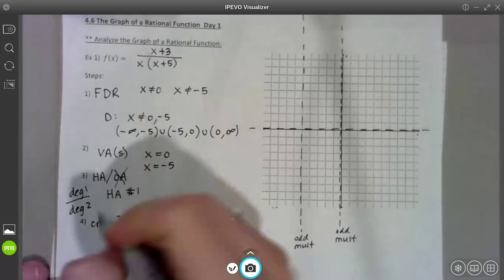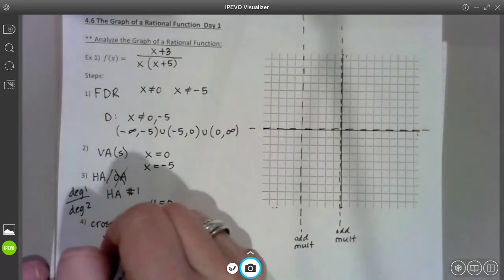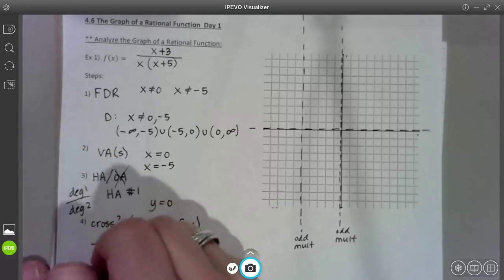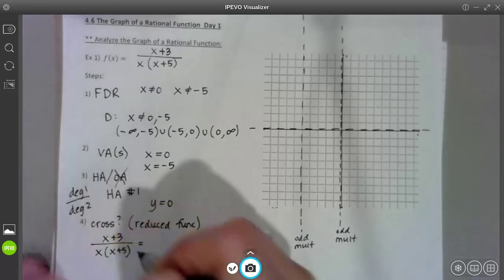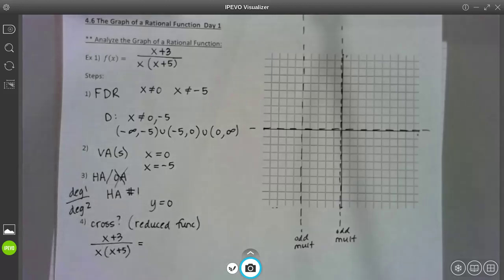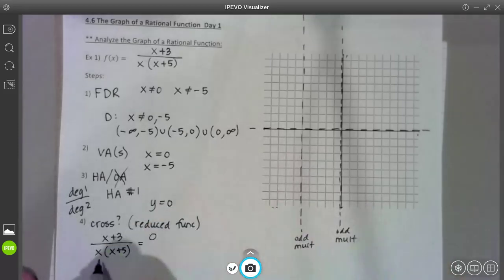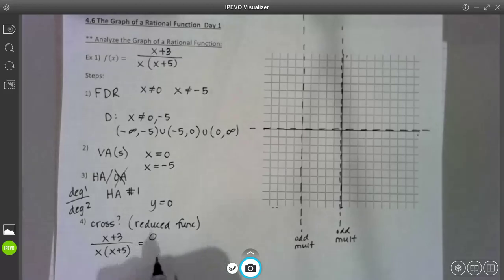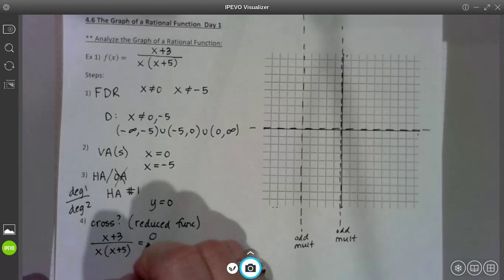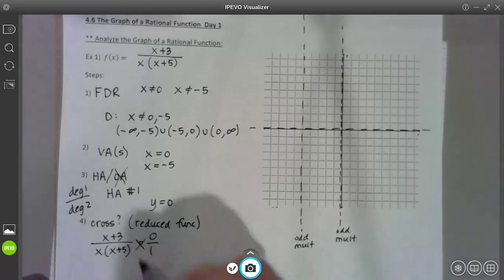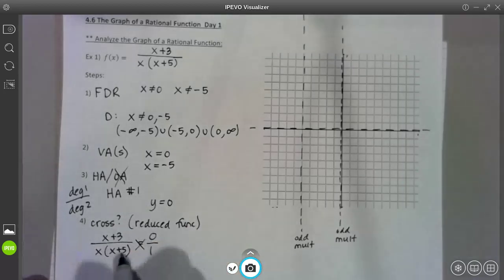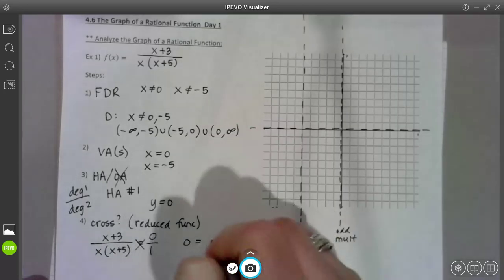So ours didn't reduce, so I'm just going to take x plus 3 over x times x plus 5, and you have to set it equal to the number that your HA was at. Our HA was at the number 0. So you have to figure out, is this function ever going to equal that number and cross over it? Is there an x value that's going to make it equal that 0? So I'm going to put 0 over 1, and I'm going to cross multiply. All right, so 0 times this is 0, and then 1 times x plus 3 is x plus 3.